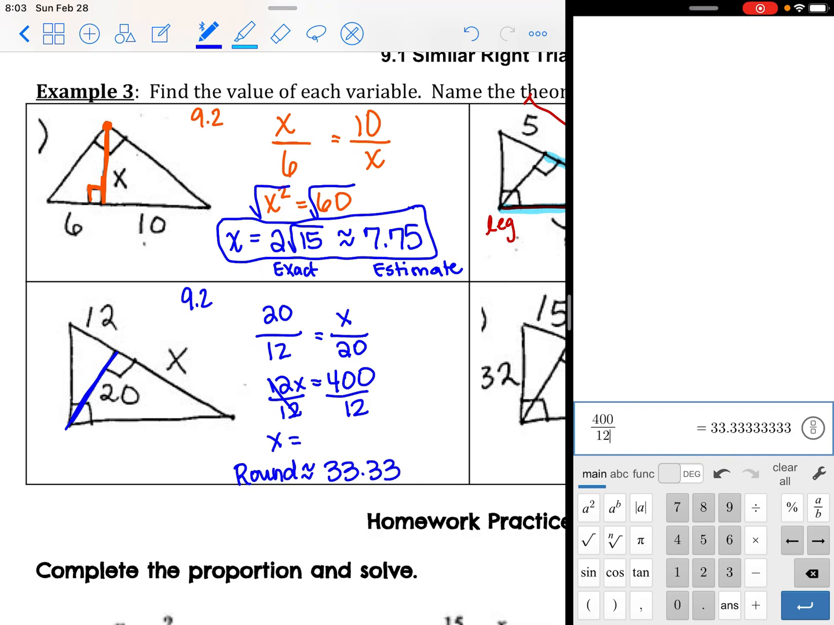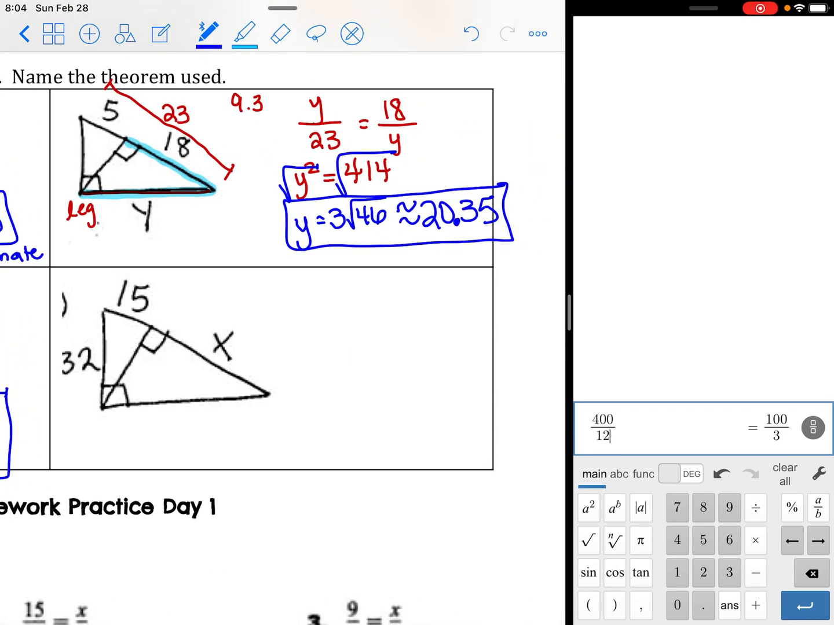If it doesn't say to round, we're going to use that fraction version. So this is reduced to 100 thirds, and 100 thirds would be 33 and 1/3. So that 0.3 repeating at the bottom, where we estimated it, that is 1/3. So 33 and 1/3.